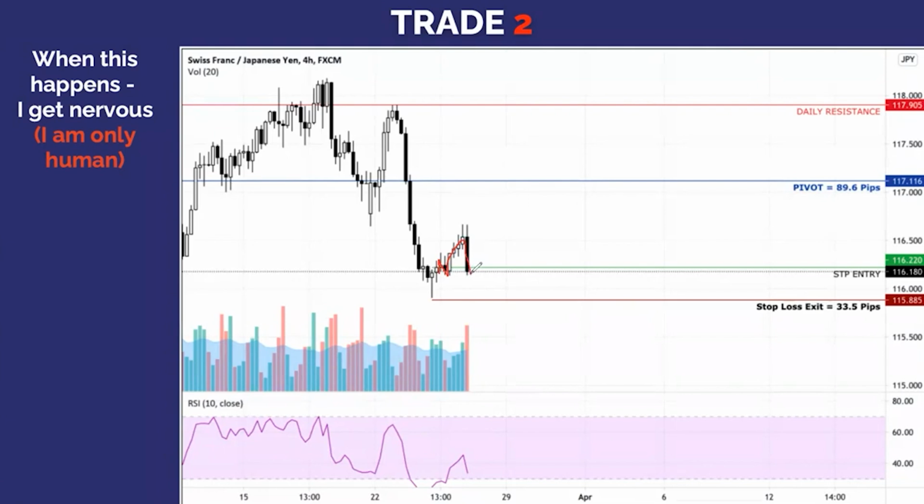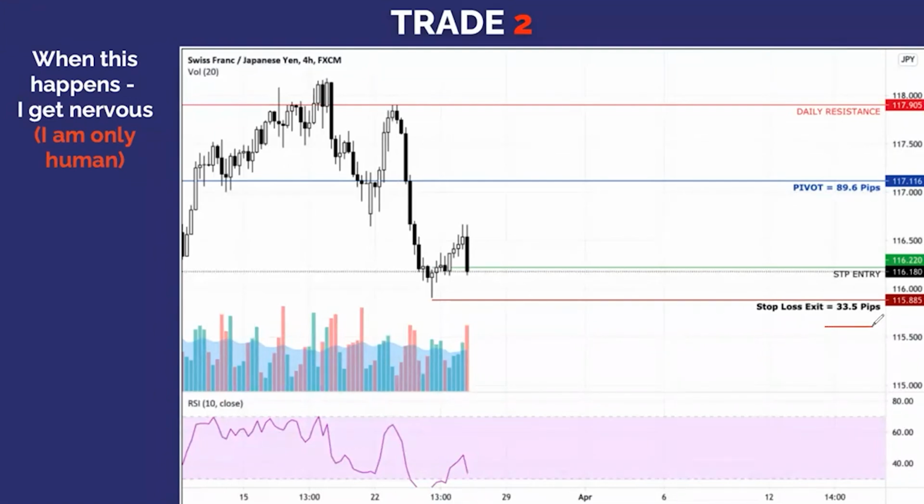And then this big bearish candle comes in. And like I said earlier, is this going to be the rollover? And we got it wrong. And that happens, right? We're going to get trades wrong in trading. I'm only human. I get nervous at this stage. But I trust my plan. I've figured out how much 33 pips equates to when it comes to my risk unit.